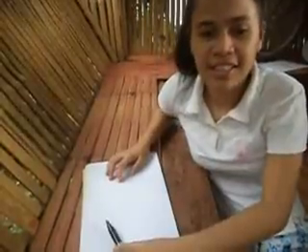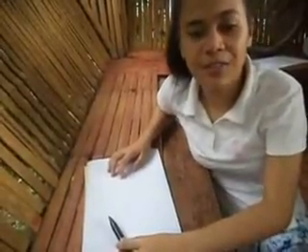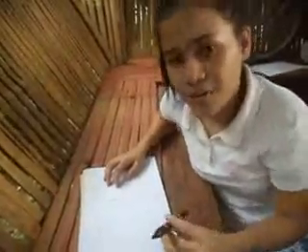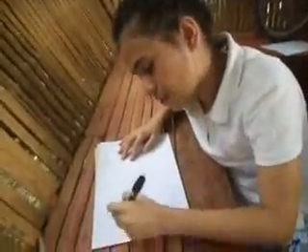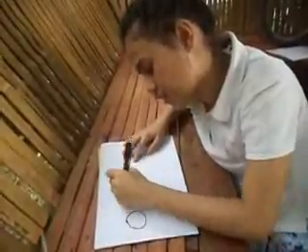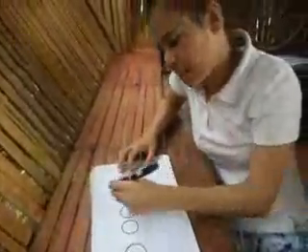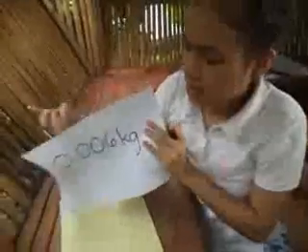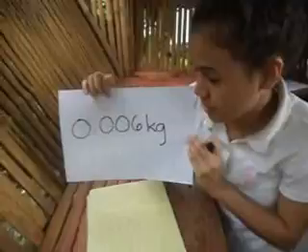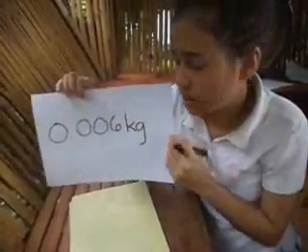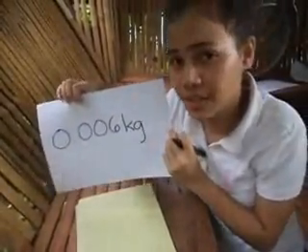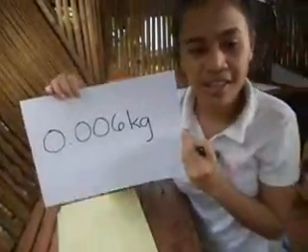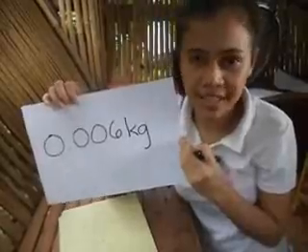Number 3. Zeros to the left of the first non-zero digit are not significant. For example, 0.006 kilogram has only one significant figure. Why? Because these zeros give only the position of a decimal point.